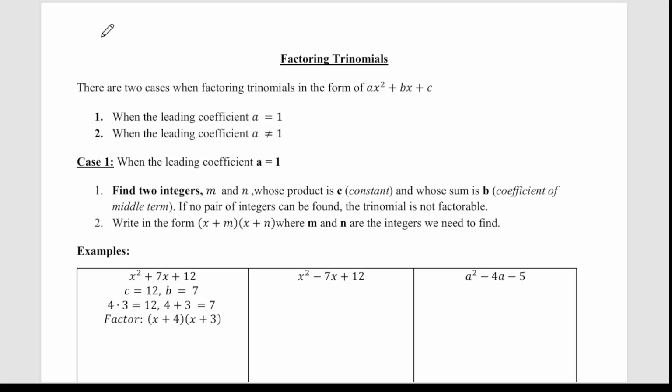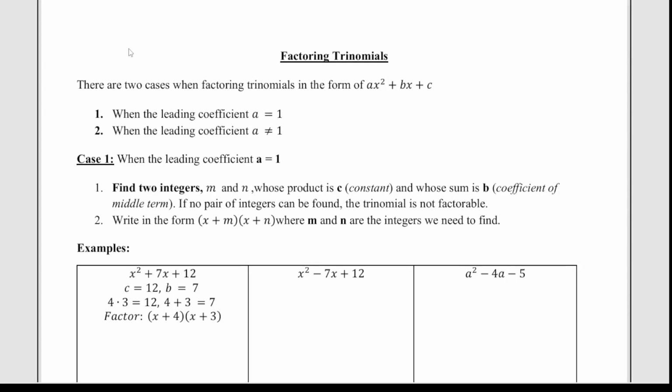Today we're going to be talking about factoring trinomials. And trinomials are polynomials with at least 3 terms. And in particular, for factoring trinomials, there are going to be 2 different methods based on whether or not your trinomial takes the basic form x squared plus bx plus c versus ax squared plus bx plus c.